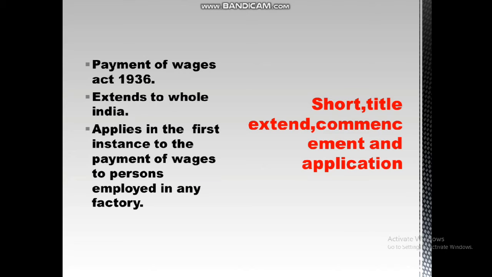It applies in the first instance to the payment of wages to persons employed in any factory, to persons employed otherwise than in a factory upon any railway by a railway administration, either directly or through a subcontractor by a person fulfilling a contract with the railway administration, and to persons employed in an industrial or other establishment specified in sub-clauses (a) to (g) of clause (ii) of Section 2.